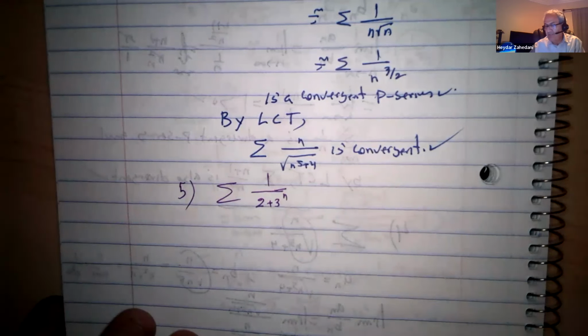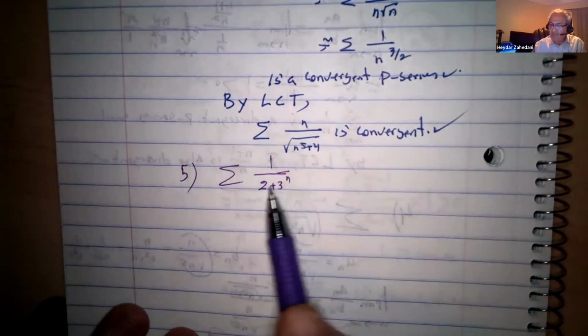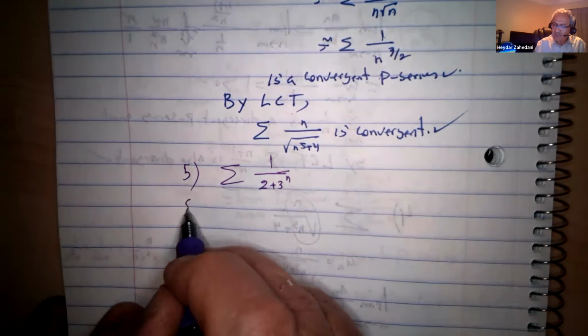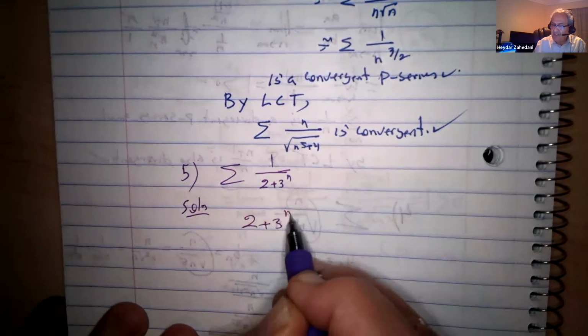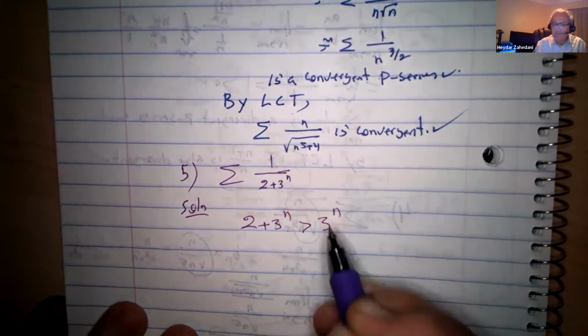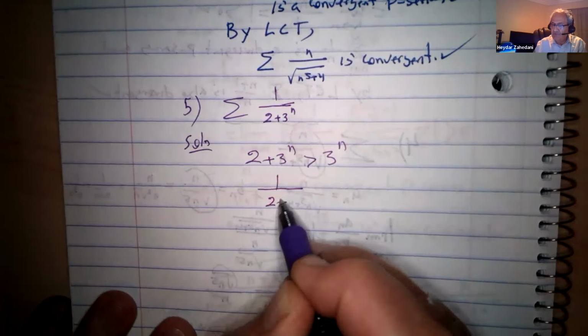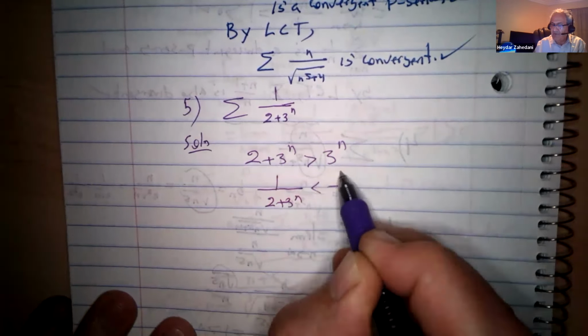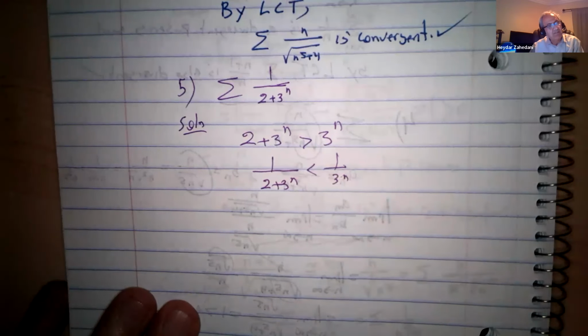But you can use the limit comparison test or just the comparison test. That would be very easy to check. Okay, solution. You say 2 plus 3 to the n is bigger than 3 to the n. If you use the reciprocal, 1 over 2 plus 3 to the n is less than 1 over 3 to the n. That's it. The bigger one is convergent.